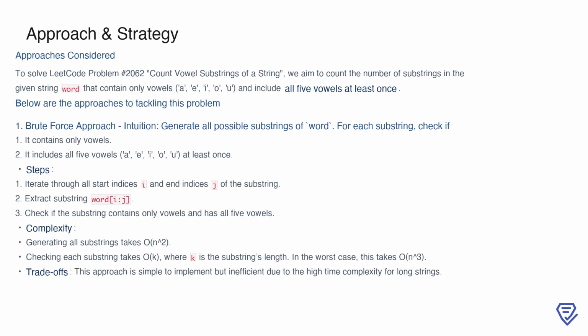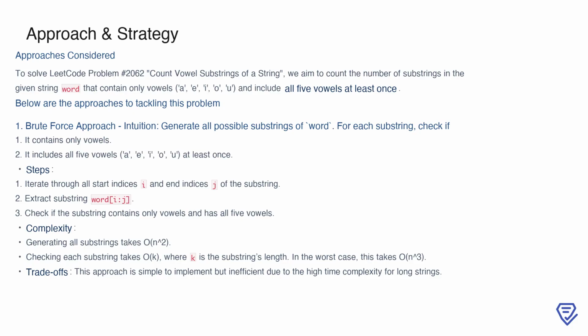To solve the problem of counting vowel substrings, we first consider a brute force approach. The intuition here is straightforward: generate all possible substrings of the given string and then check each substring to see if it meets the 2 criteria. Specifically, the substring must contain only vowels, and it must include all 5 vowels at least once. The steps involve iterating through all possible start and end indices to extract substrings, and then verifying if each substring satisfies these conditions. However, this method is computationally expensive.